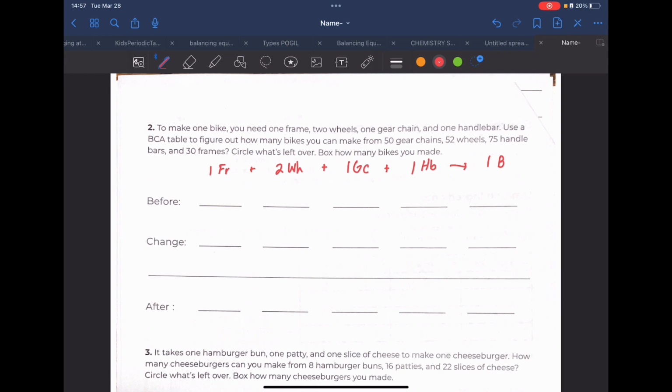And then in my before row, remember, I'm going to put in the number of bike parts that I have before I start assembling any bikes. So I start with 50 gear chains, write that over here, 52 wheels, 75 handlebars, and 30 frames. Before I start assembling any bikes, I don't have any bikes. I haven't made any yet, so that's going to be a 0 over there.